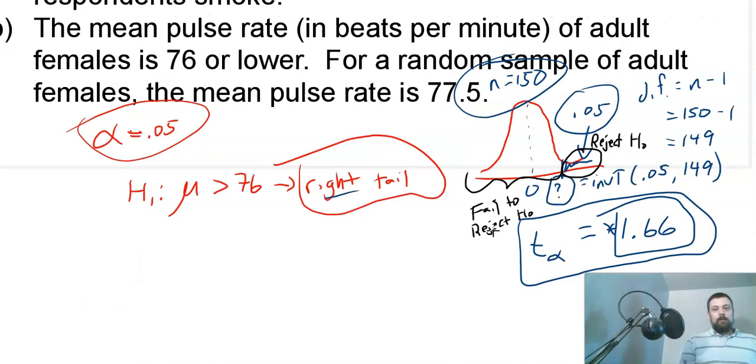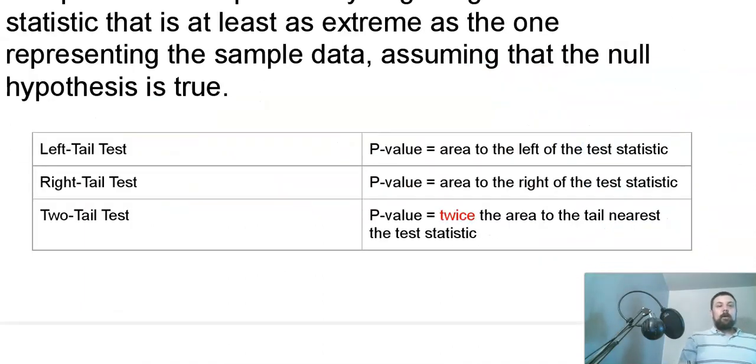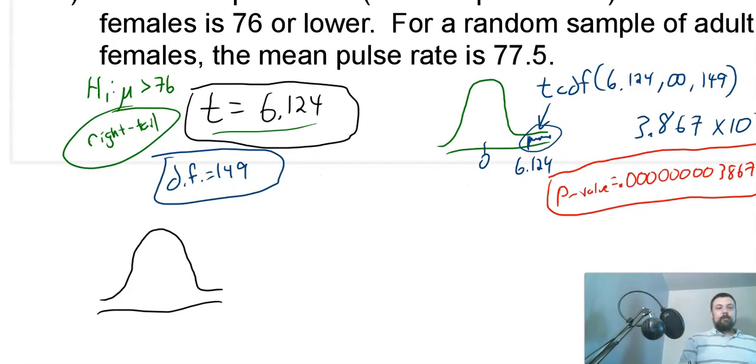Critical value was 1.66. Wasn't very big of a number, right? So 1.66, which would be right here. Wait, did I go far enough? No, I didn't. Yeah, I did. Okay, right here. This is where we want to be. So our critical value, where we're drawing the line, is at 1.66. Our test statistic is past that, right?